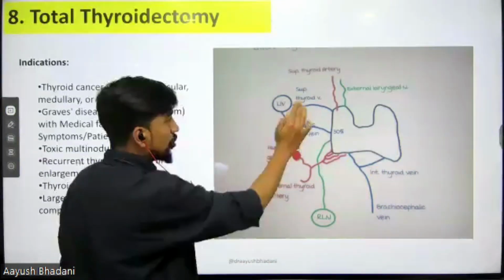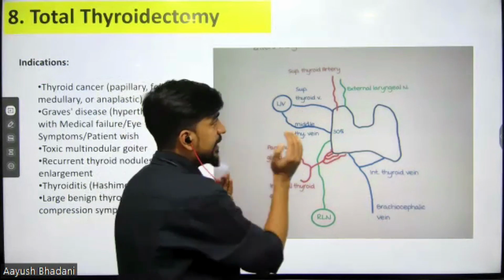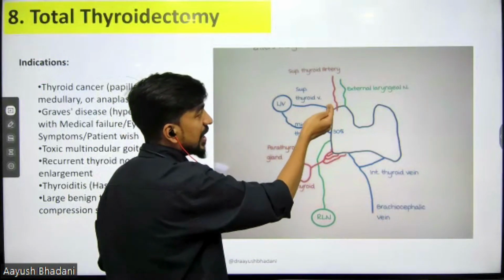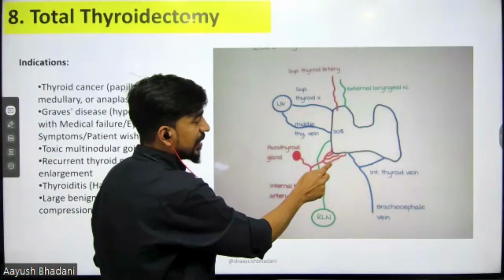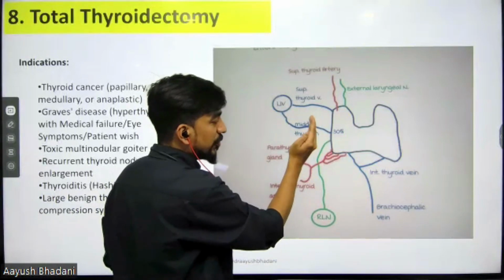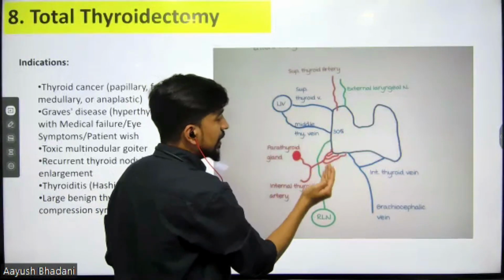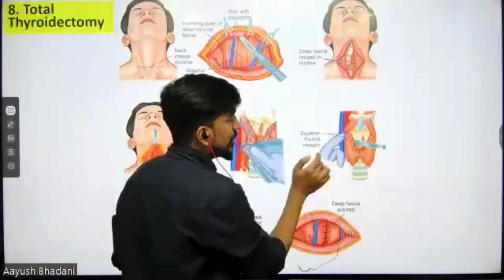So we need to make sure to preserve all these structures. Whatever we do, once we go inside, we'll be ligating the superior thyroid artery close to the pole. We'll be ligating these branches of the inferior thyroid artery close to the pole. We'll be making sure to ligate the middle thyroid vein first. I'll tell you why. And then we'll also make sure to preserve the RLN and the external laryngeal.